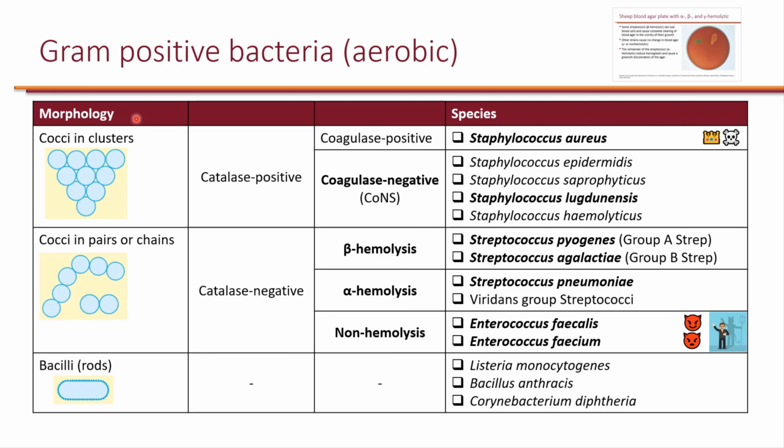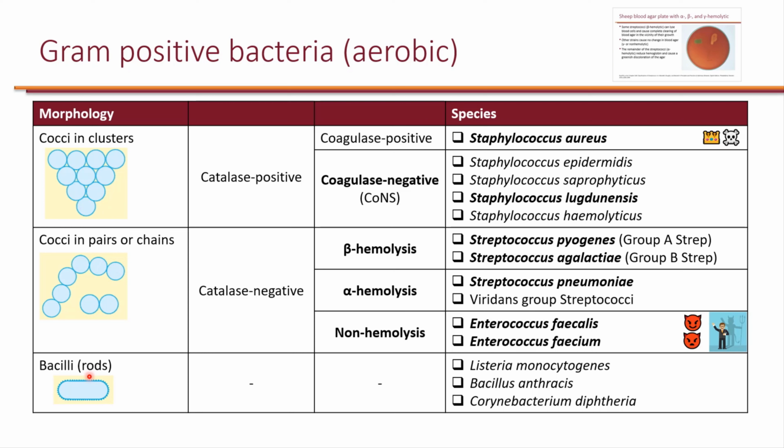So morphology is basically the shape of these and how they group together when you look at them under the microscope. So essentially, we can see cocci, and this is essentially in circular shape, and they can be in clusters. So cluster means that several of them are clustering together. And then you can have cocci, which is essentially circles in pairs or chains. So pairs will be a couple of them, and sometimes that's referred to as diplococci. And then, if you have a chain, they don't cluster. It's just like a chain.